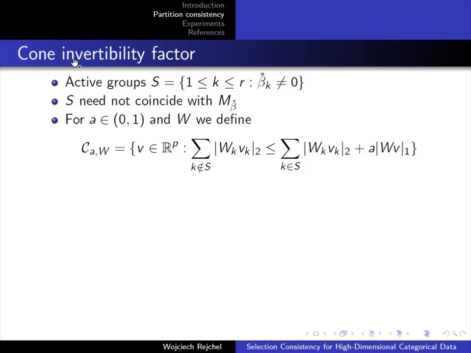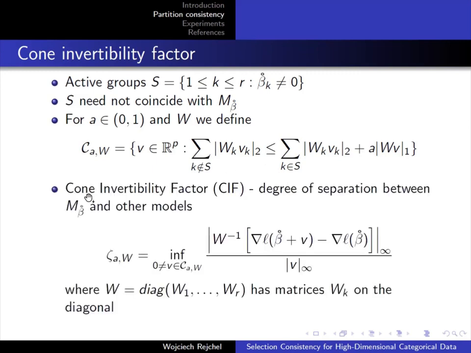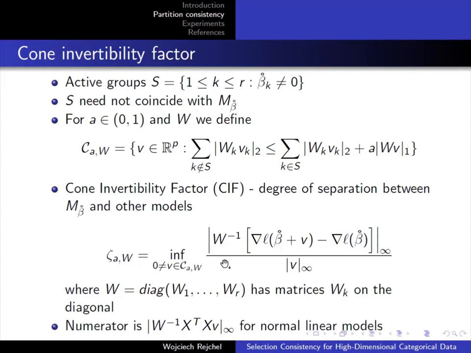In the definition of this cone invertibility factor, you need some cone, whose definition looks like that. If you go back to continuous predictors, then this is exactly the same as previously. The cone invertibility factor is some measure of the degree of separation between the true model and some other models. I think this definition looks quite not nice. However, for instance, if your model is linear, then it looks much better. Here in the numerator, you get something like that. So, for instance, if your data are orthogonal, you can very easily calculate it.